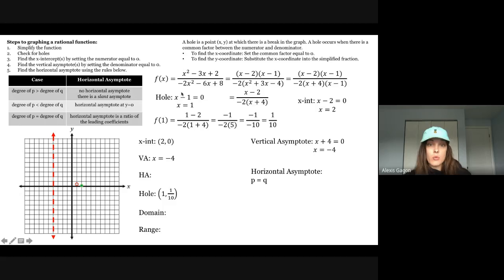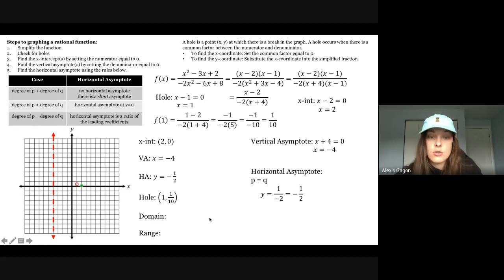So we could either look here, it'd be 1 over negative 2, or we could look here, it'd still be 1 over negative 2. You will always get the same thing. Doesn't matter if you look at the beginning equation or your simplified equation. So then, if they equal each other, you look at the ratio of the leading coefficients. So that's going to be 1 over negative 2, which is negative 1/2. So our horizontal asymptote is at y equals negative 1/2. So then I'm just going to go down to negative 1/2 right here and draw that horizontal asymptote.